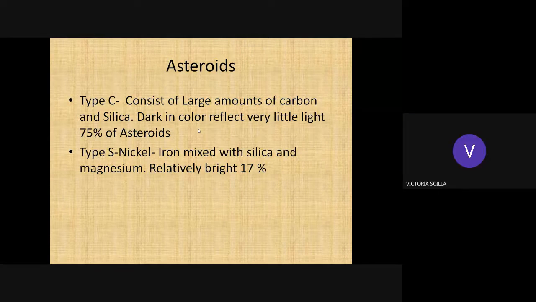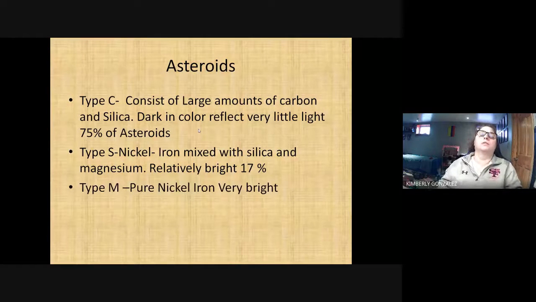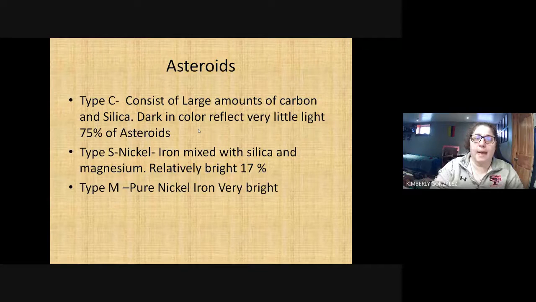Thank you. No problem. So there are three different types of asteroids: type C, type S, and type M. Type C has large amounts of carbon and silica. They're very dark in color, so they reflect very little light. This is about 75% of all asteroids.